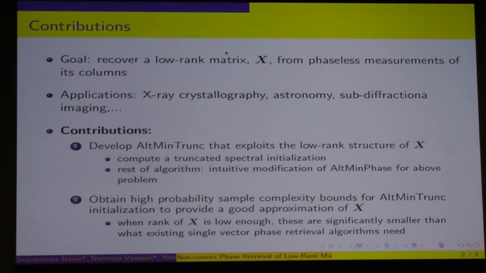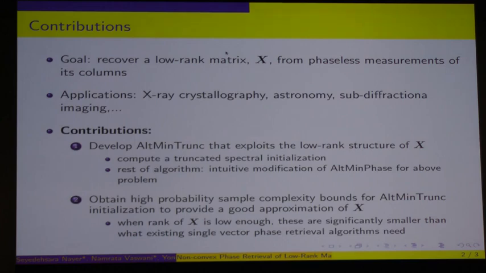Phaseless measurements occur everywhere, including a lot of new applications in ptychography. I'm giving you a top-level version here; details are in the poster. We develop an algorithm that we call AltMinTrunc that exploits the low-rank structure of X for the initialization step, where we borrow the truncation idea from the truncated Wirtinger flow paper. The rest of the algorithm is an intuitive modification of the Gerchberg-Saxton algorithm, or more commonly known as the alternating phase algorithm.